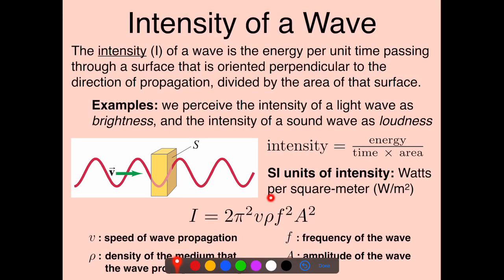Okay, so that's where this expression for the intensity of a wave comes from. Again, it's 2 times pi squared times v times rho times f squared times A squared. A lot of variables floating around there. Of course, I is the intensity. v is the speed of our wave. Rho is the density of the medium that our wave is moving through. So if it's moving through air, you would use the density of air, for instance. f is the frequency of the wave. And then A is the amplitude of the wave.